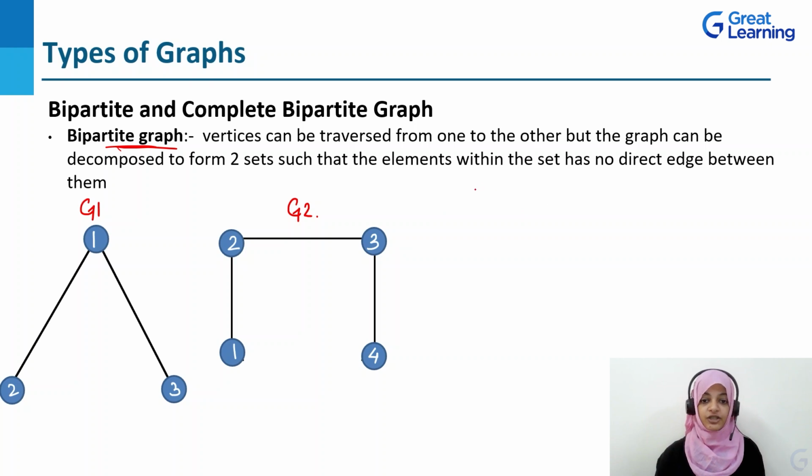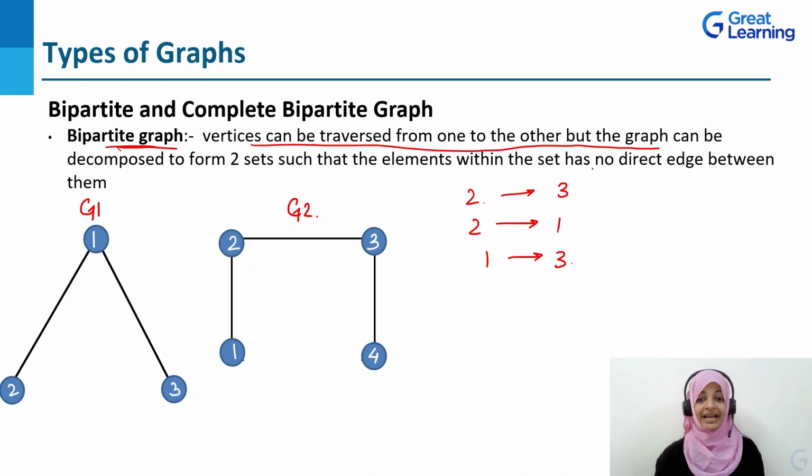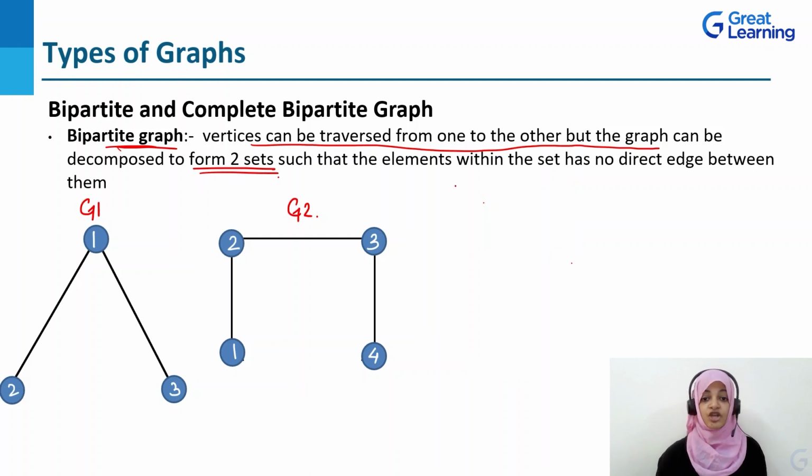We are able to traverse from vertex 2 to vertex 3. Also, we are able to traverse from vertex 2 to vertex 1 and vertex 1 to vertex 3. This means that this particular graph is a connected graph, right? There is no disconnectivity between this graph. So, our first condition is complete, that the vertices can be traversed from one to the other. Next, look at the second part of the definition of the bipartite graph. In the next part, we actually need to form two sets with the vertices that are a part of the graph. So, for our graph G1, let us create two sets.